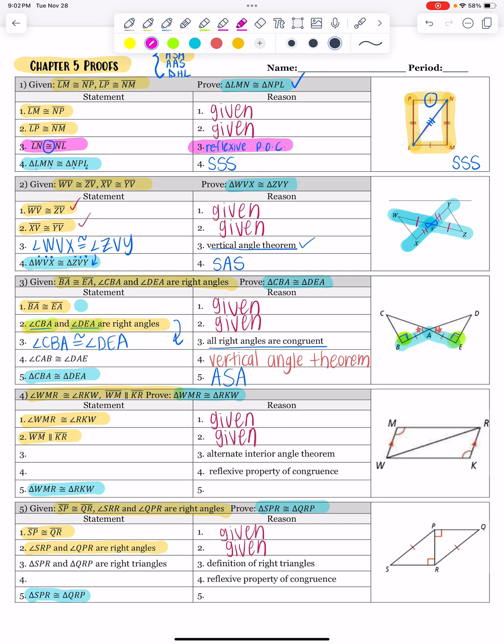This does not say congruent, so this middle stuff I'm gonna do in pink. This was the middle stuff that allowed me to get to the end. I'm gonna keep doing that on all of these.